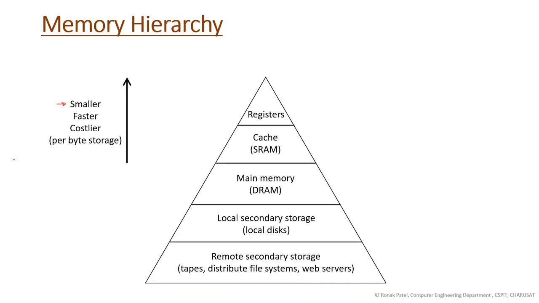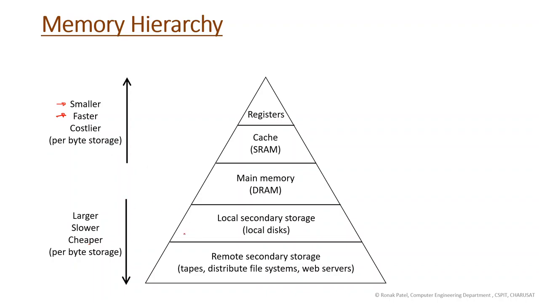When you go up, the speed will be faster. What speed? The speed to access the data from this memory will increase. To get the data from your hard disk, it will take much more time than to take data from registers. So to access the data from a register is faster for the CPU than from the local secondary storage, right? In the same way, when you go down, the size will be larger, the access speed will be slower, and it will be cheaper. This is the per byte storage cost.